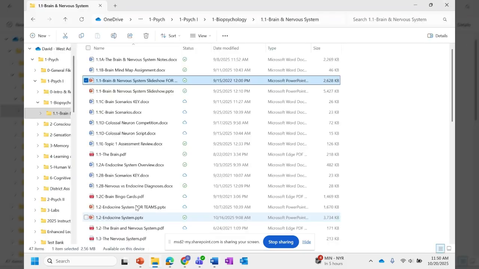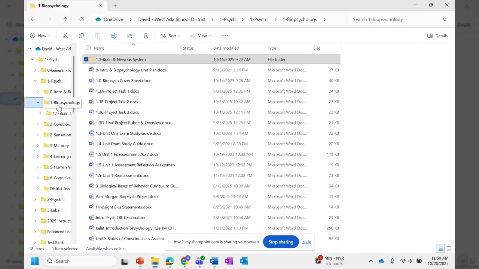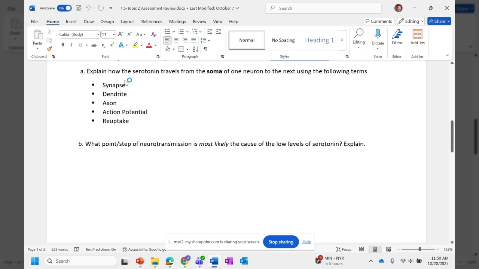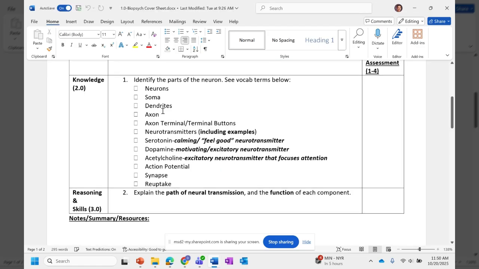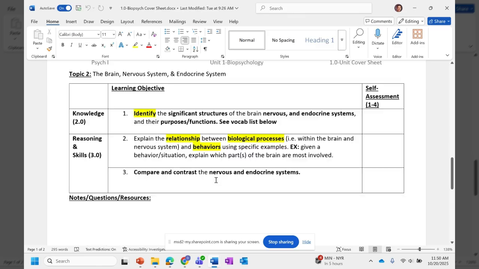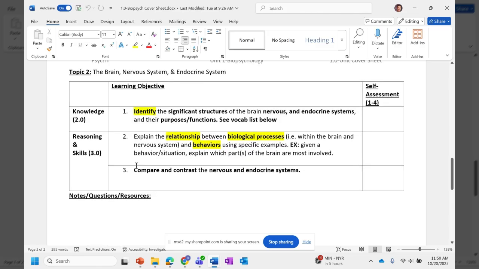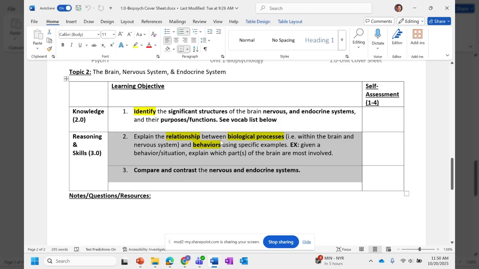One thing is make sure you take a look at the unit cover sheet, because that's got all the terms you need to know. These are the ones related to neurotransmission, but then related to the brain and endocrine system. These are the objectives. These are the 2 big things that you're going to have to know. So I'm going to give you some situations where there's a behavior or a process, and you have to explain parts of the brain involved, and then also some issues that might be related to the endocrine system.